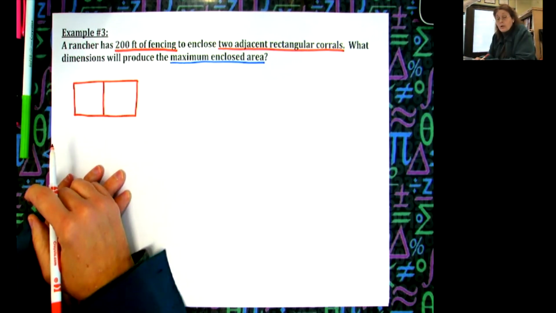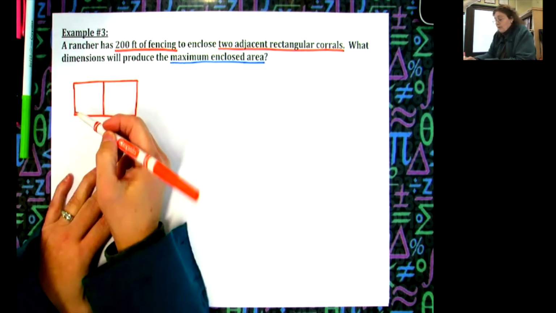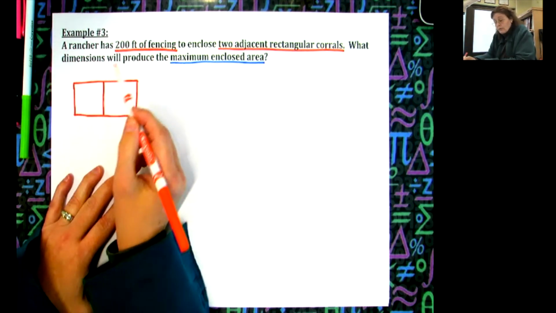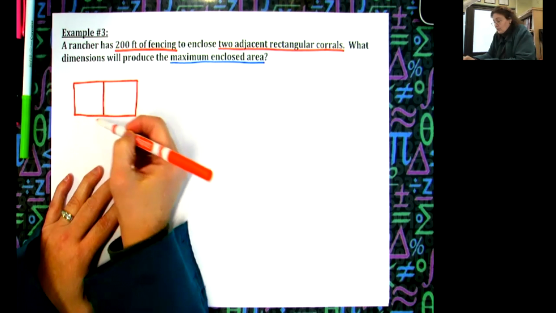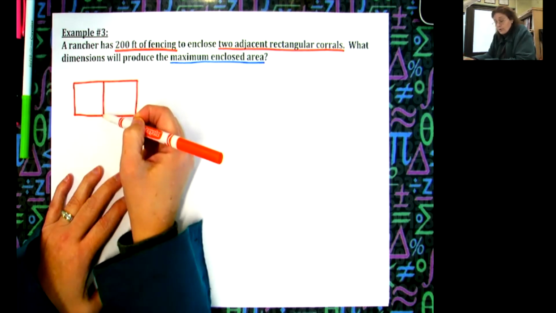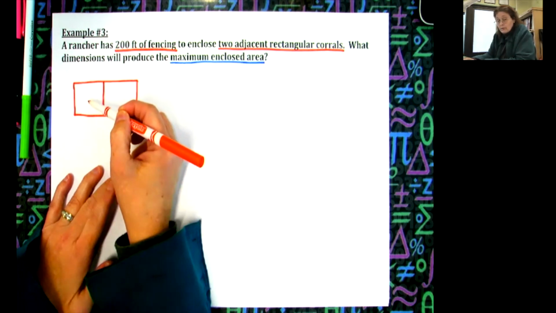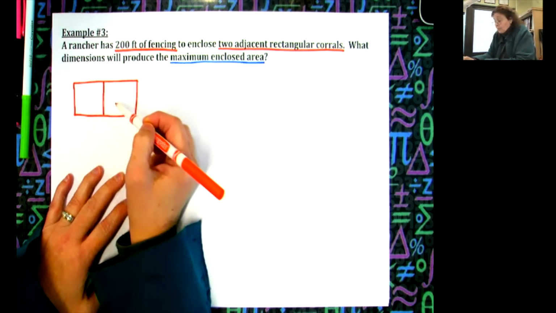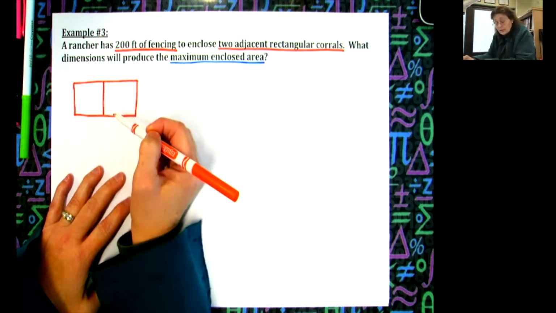Now there's lots of different ways that you could label these dimensions, but stop and think about this. If I need 2 separate corrals, and I've got 200 feet of fencing, I've got to have fence all the way around the outside, but I also have to have some fence right here, because cows on one side, maybe, and horses on the other, whatever. So I've got to be able to separate this.